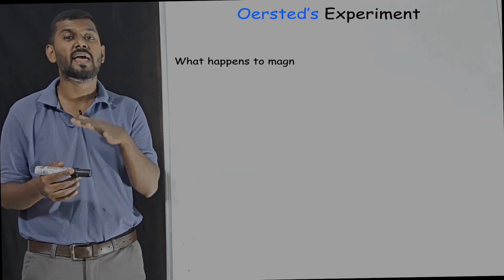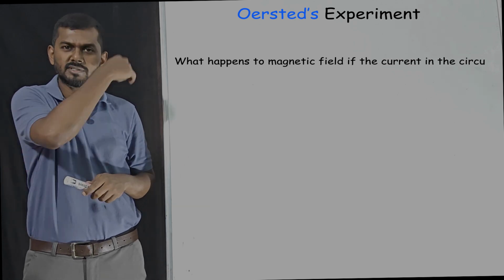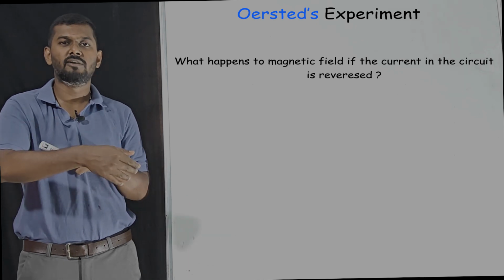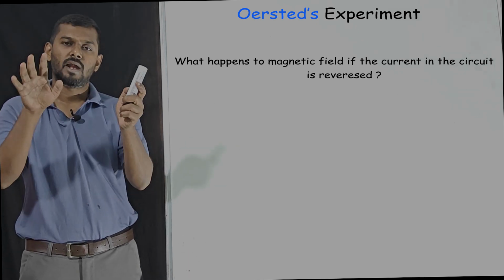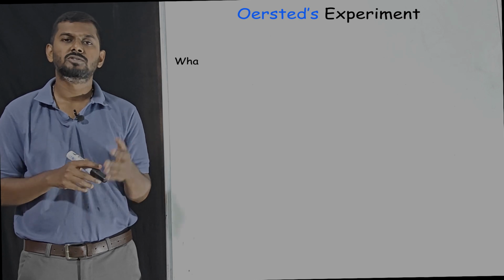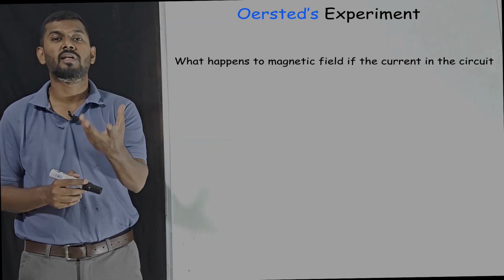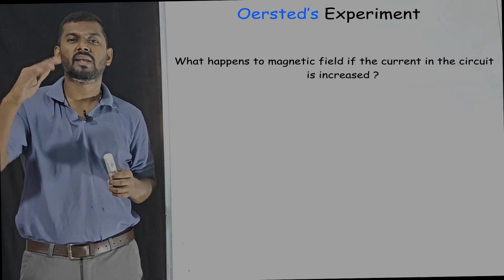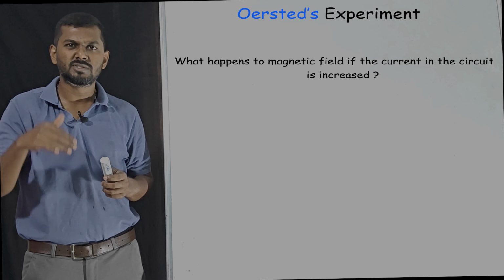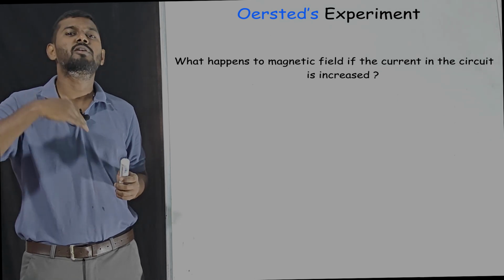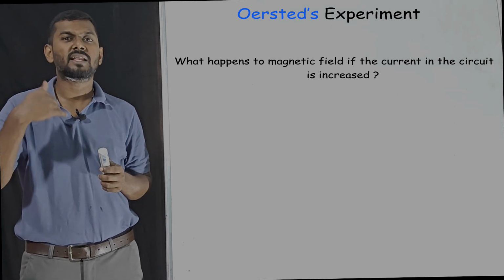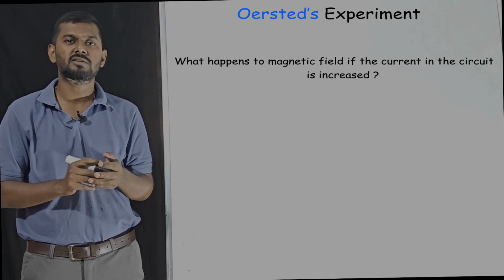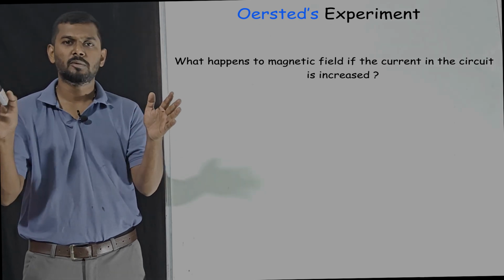What happens if you reverse the direction of current in the circuit? If you reverse the direction of current in the circuit, the magnetic field will also be reversed, because those two are directly proportional. And one more question. If you increase the current in the circuit, what happens to the deflection in the compass needle? See, how to increase the current, that you should know. By reducing the resistance in the rheostat. If you reduce the resistance in the rheostat, current will be increased. If the current is increased, the magnetic field in the circuit will also be increased. So the deflection will also increase because current and magnetic field are directly proportional.